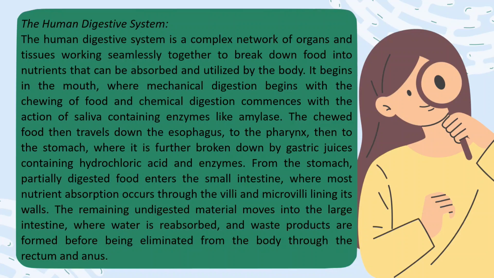The chewed food then travels down the esophagus to the pharynx, then to the stomach, where it is further broken down by gastric juices containing hydrochloric acid and enzymes. From the stomach, partially digested food enters the small intestine, where most nutrient absorption occurs through the villi and microvilli lining its walls. The remaining undigested materials move into the large intestine, where water is reabsorbed and waste products are formed before being eliminated from the body through the rectum and anus.